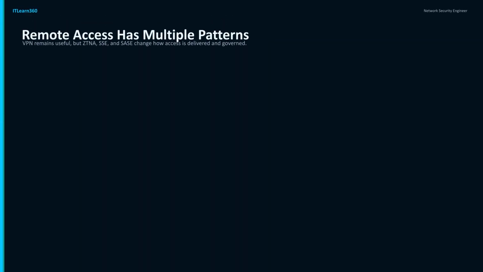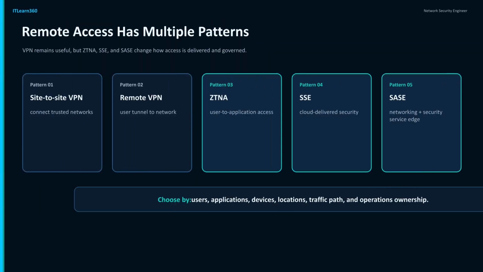Remote access is no longer one simple VPN pattern. Site-to-site VPNs connect trusted networks. Remote access VPNs give users a tunnel into the network. ZTNA can connect a user directly to an approved application. SSE delivers security controls from a cloud service, while SASE combines networking and security service edge capabilities. The correct choice depends on who the users are, which applications they need, what devices they use, where traffic must travel, and which team owns operations.